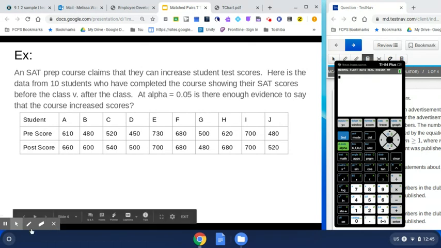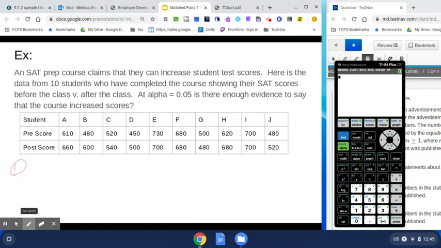All right, so going through the 6 steps. Step number 1, our null hypothesis is going to be that the difference is equal to 0. That would indicate no change in their score from pretest to post-test. In other words, this class had no influence on their SAT score. The alternative hypothesis, again, we check for an indicator: we're looking for an increase in score. So mu sub d is going to be greater than 0.